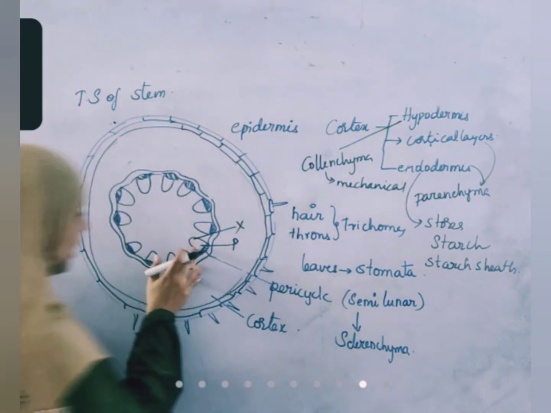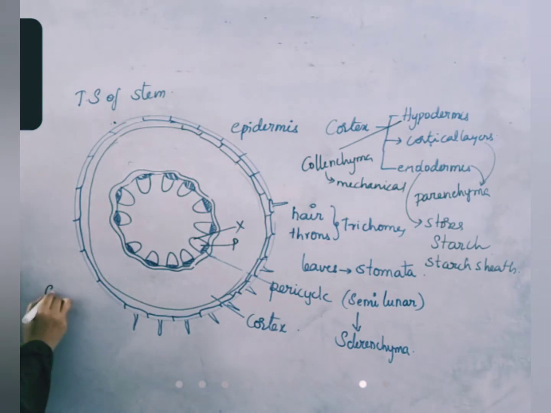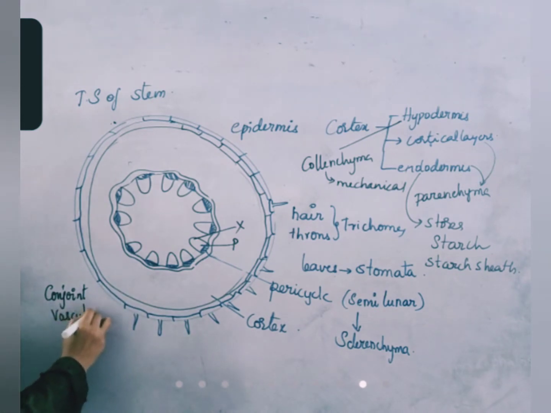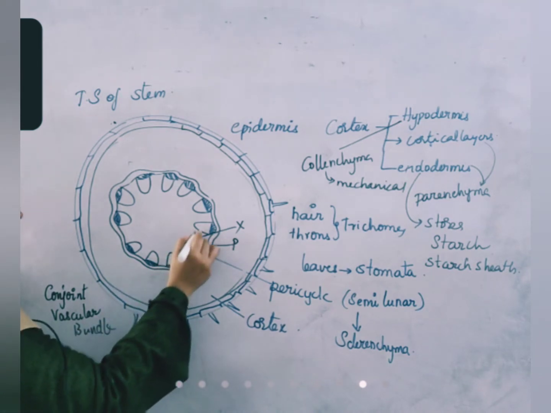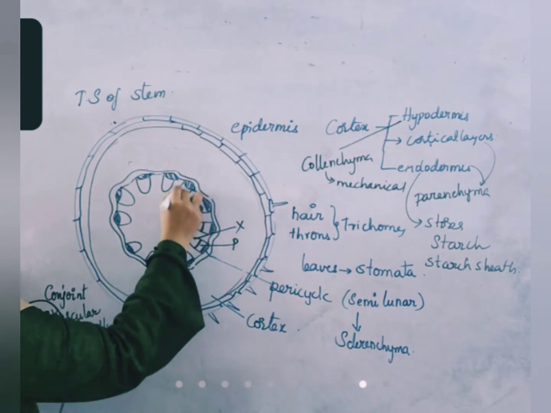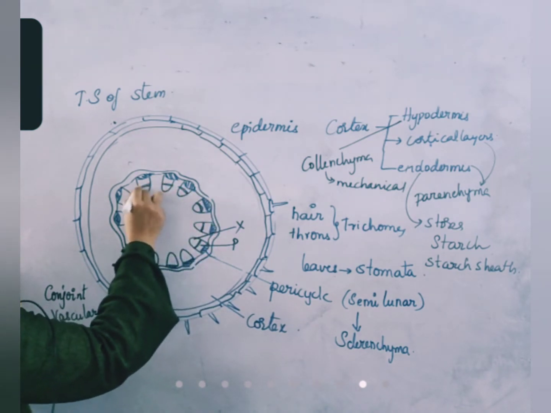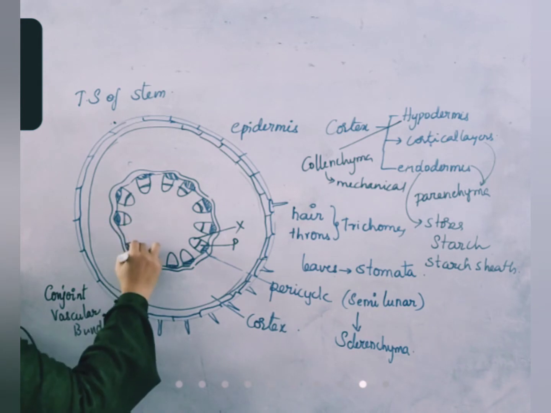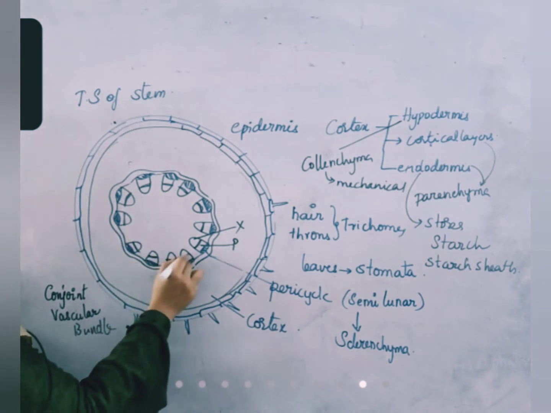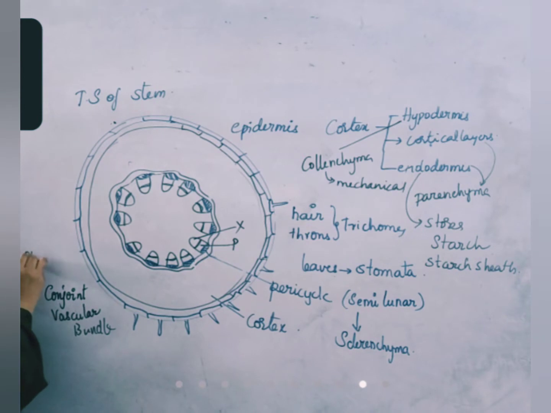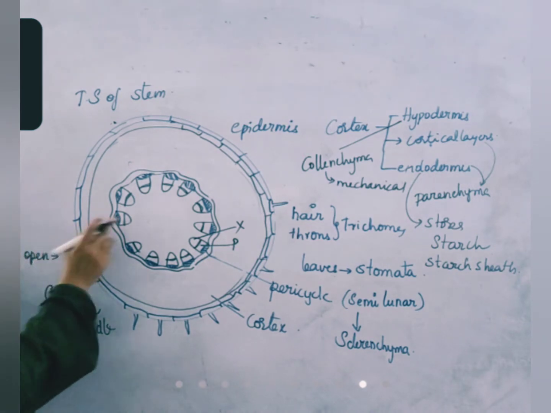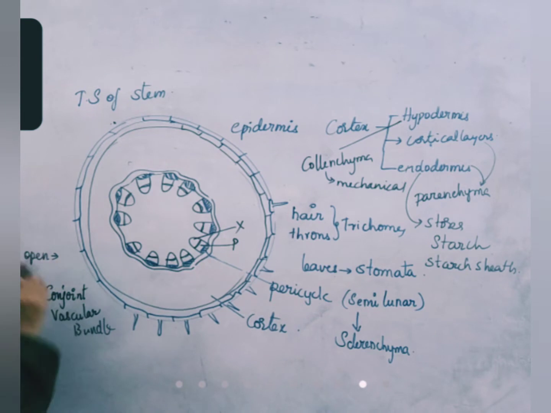Since xylem and phloem are present in the same bundle, they are called conjoint. Both are joined together: conjoint vascular bundle. Between the vascular bundles, there is cambium tissue. Because cambium is present in between, these are called open vascular bundles. Open because cambium tissue is present, conjoint because xylem and phloem are present in the same bundle.